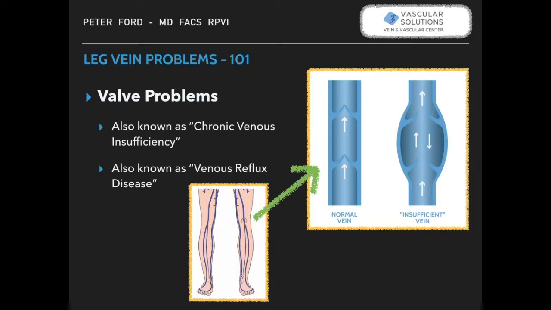The key function of vein valves is to resist the reversal of blood flow, and if those valve leaflets are not touching, then the valve will cease to function effectively. And this results in increased pressure in the vein. And when the pressure in the veins is increased, this can cause a variety of symptoms that I'll touch on in the following slides. Vein valve problems also goes by the name chronic venous insufficiency or venous reflux disease.